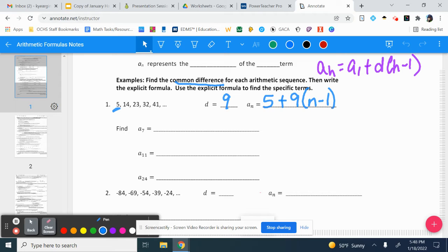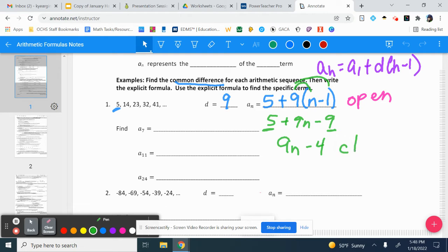Now at this point, we need to remember that what we just created is the open explicit formula. If I wanted to close this, what I would need to do would be to distribute the 9, just like when we were multiplying polynomials. So I'd have 5 plus 9n minus 9. Then I would need to combine my like terms. So I would get 9n minus 4.